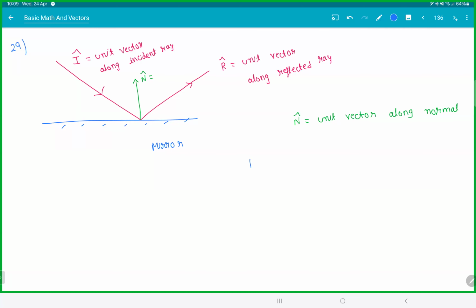Find the relation between the three vectors. Find the relation between I cap, R cap, and N cap, meaning if I give you I cap and N cap, you should be able to tell me R cap's value. So there's a relation between them. Let's get this. It's a pretty good one.